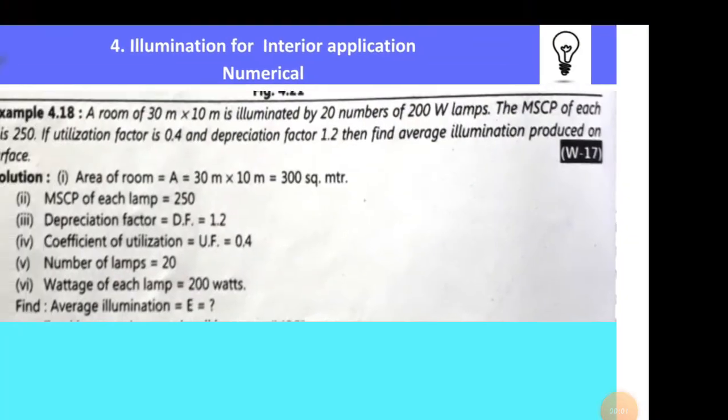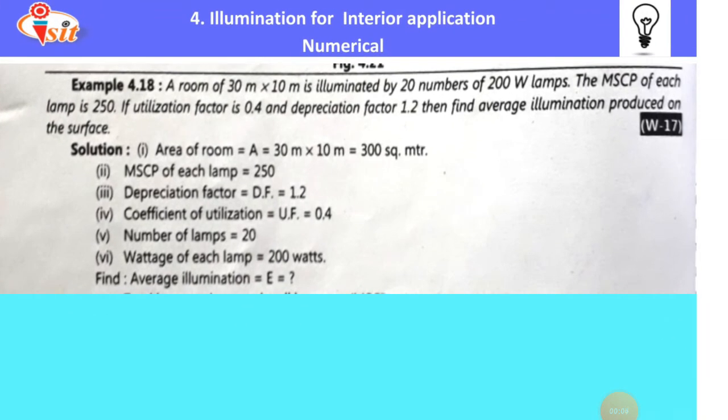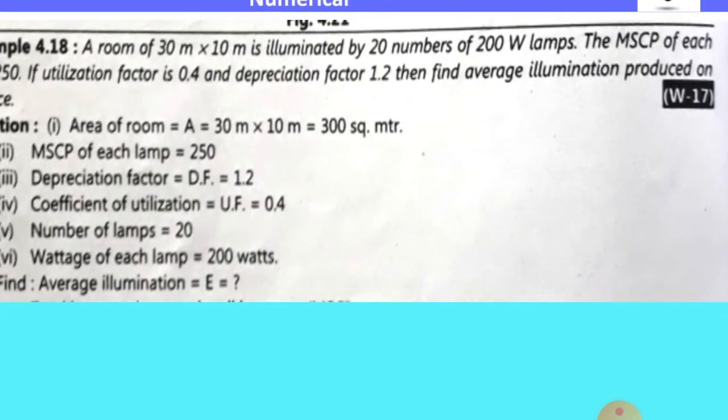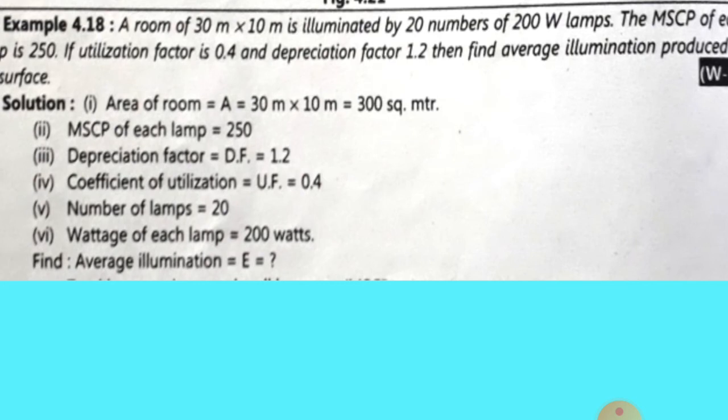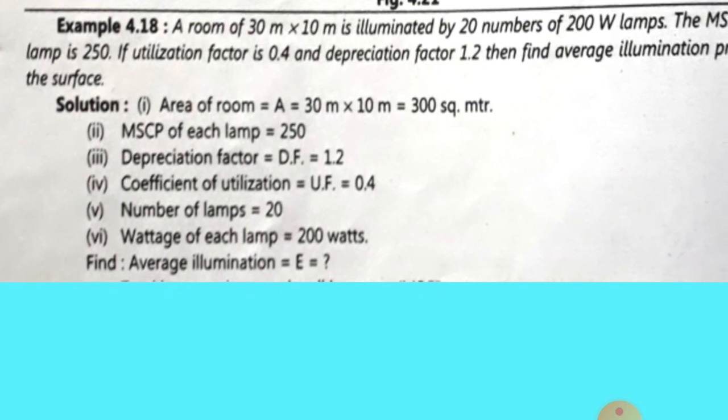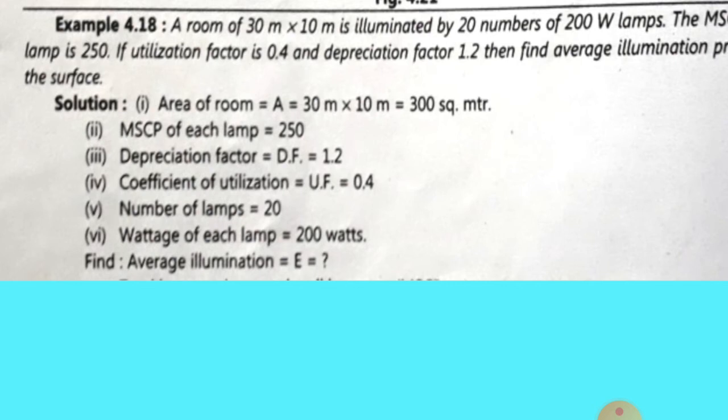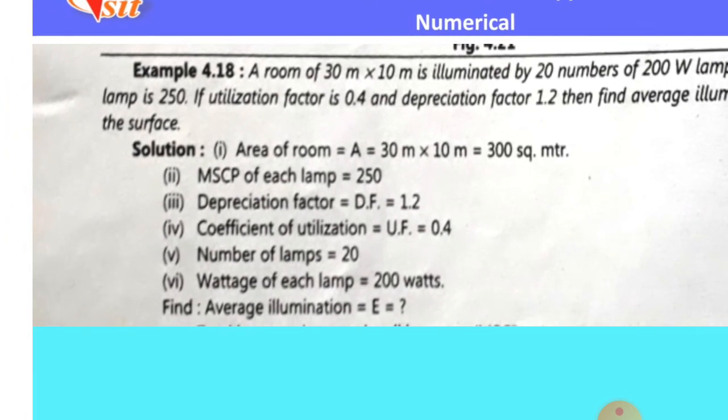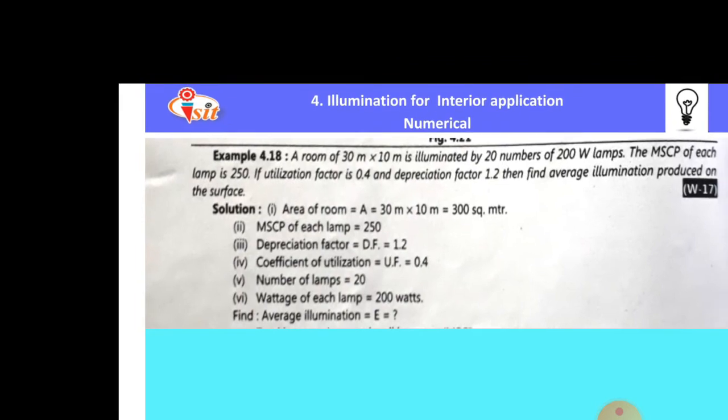A room of 30 meter by 10 meter is illuminated by 20 number of 200 watt lamps. The MSCP of each lamp is 250. If the utilization factor is 0.4 and the depreciation factor is 1.2, find the average illumination produced on the surface. These are the data given: the total area is 30 meter by 10 meter, that is 300 square meter. MSCP of each lamp is 250. Depreciation factor is 1.2. Coefficient of utilization is 0.4. Number of lamps is 20. Wattage of each lamp is 200 watt. And we have to find out the average illumination.